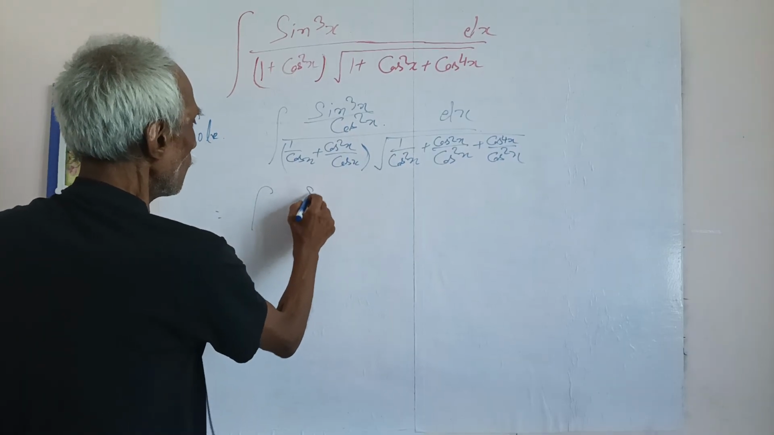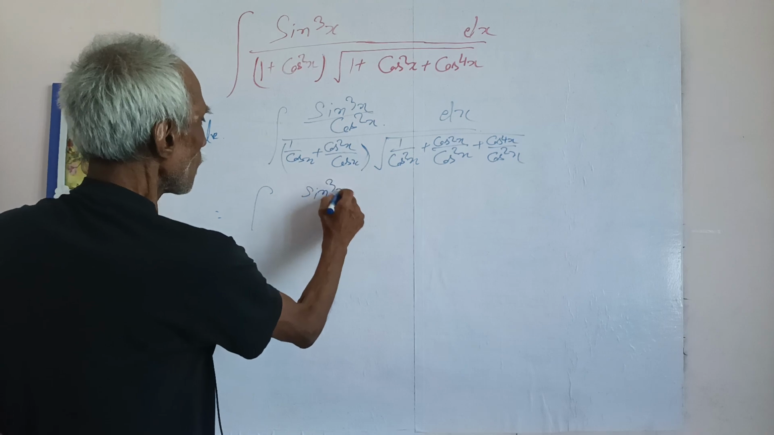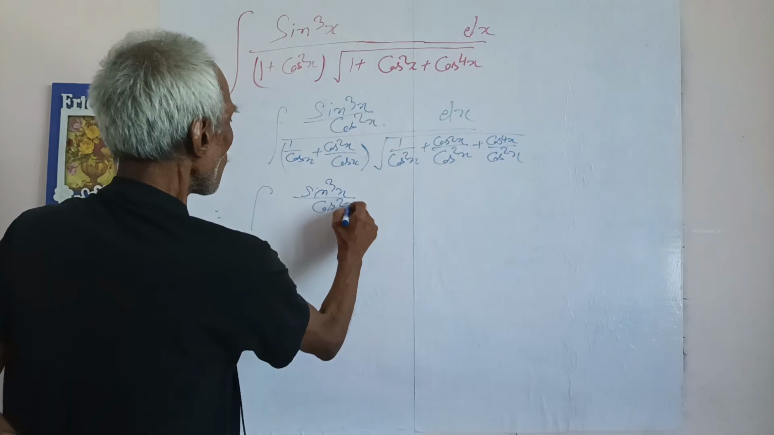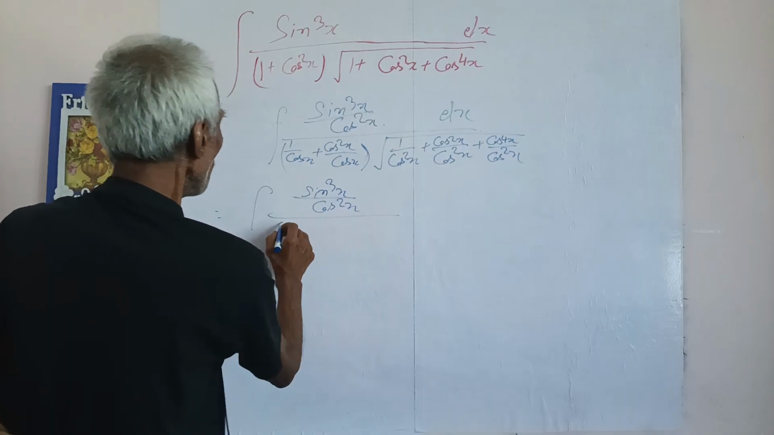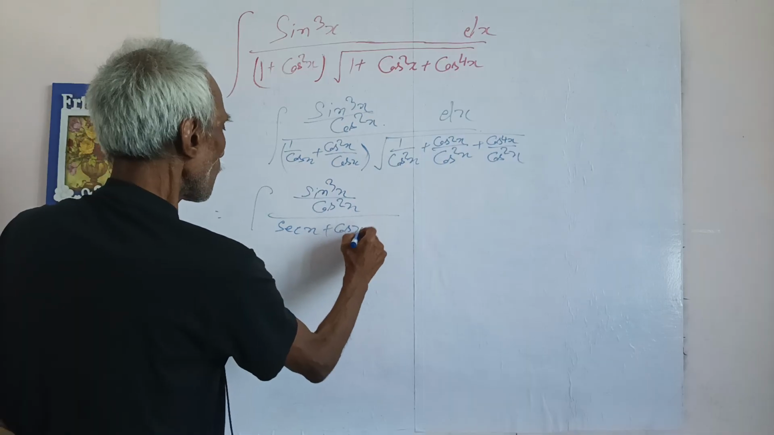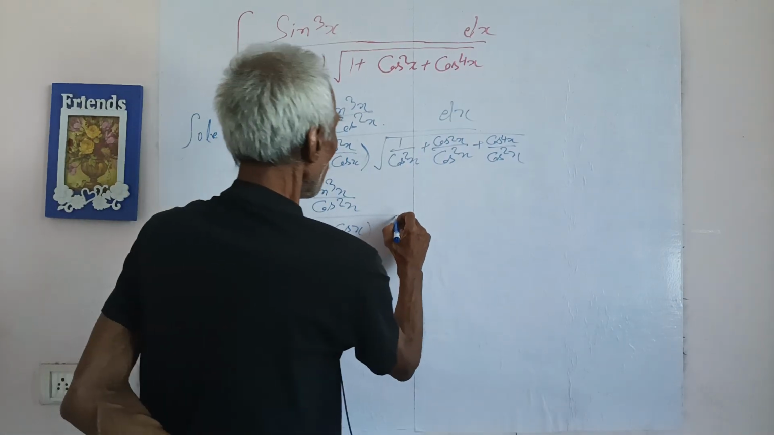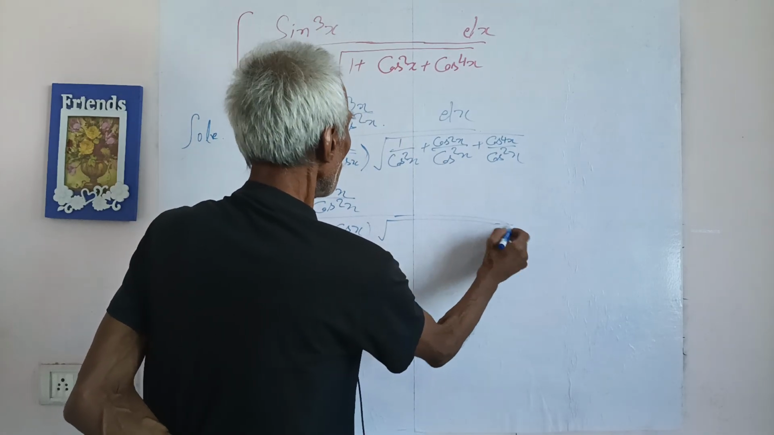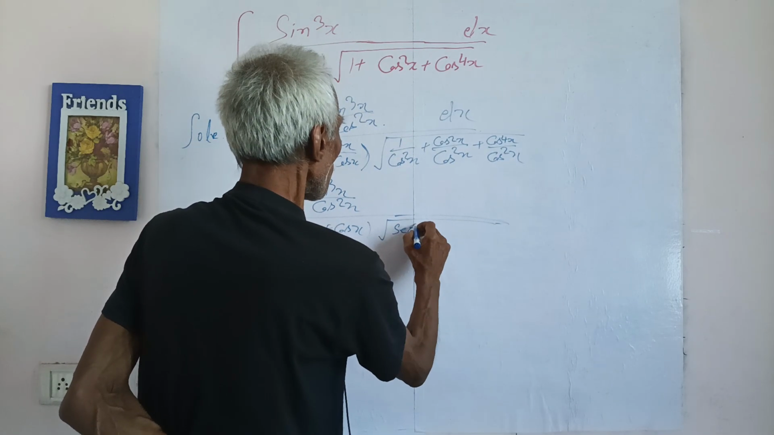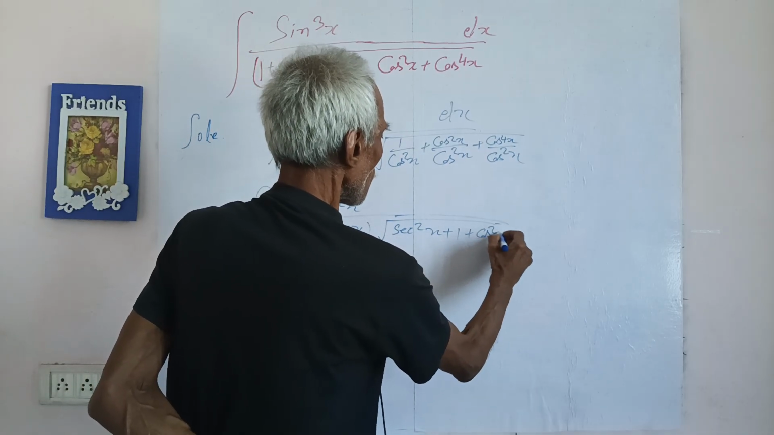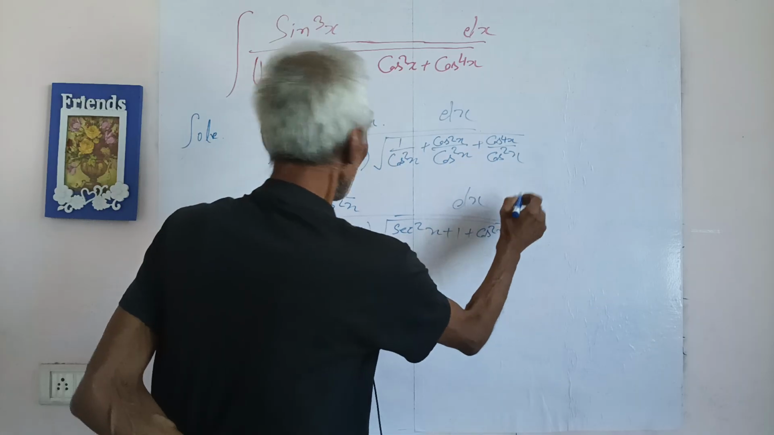Now write sin cube x by cos square x by sec x plus cos x, and write under root sec square x plus 1 plus cos square x dx.